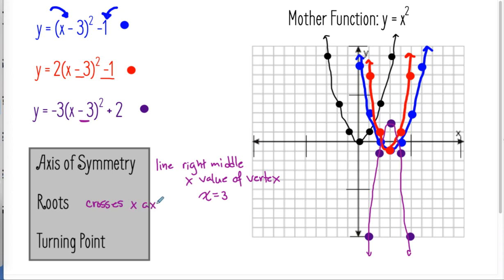We're not worried about what those numbers are exactly right now. That's why you factor to find roots of equations. And then the turning point, well, that is just a fancy word for the vertex. So here, two babies have the same turning point, (3, -1). One baby has a turning point of (3, 2), and mama's turning point is (0, 0).